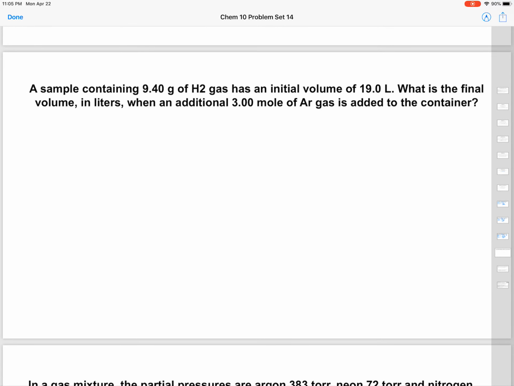A sample containing 9.4 grams of H2 gas has an initial volume of 19.0 liters. What is the final volume in liters when an additional 3.00 moles of Ar gas is added to the container? All right, so here we are relating volume and moles, which is V and n.